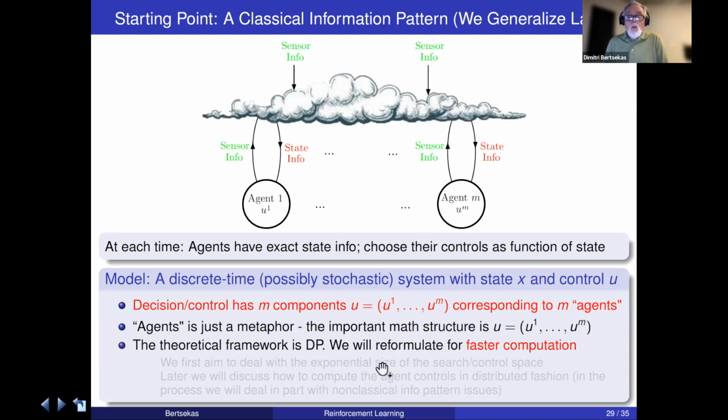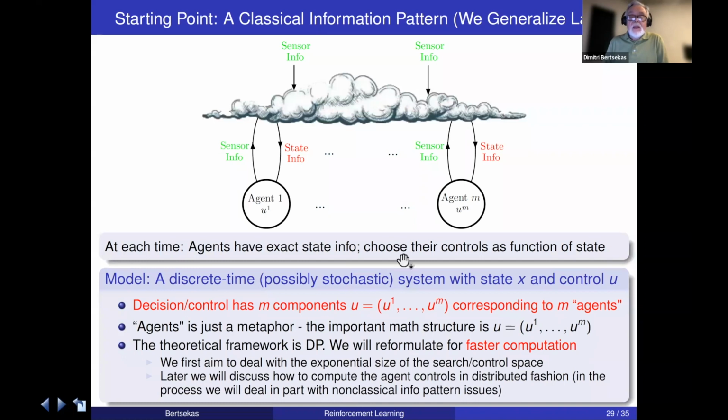And what we're going to do is reformulate this problem for faster computation to address this challenge of the exponential size of the search and control space. And later, we're going to discuss the case where we don't have a classical information pattern, but still we compute these controls in a distributed fashion, and perhaps we try to guess what other agents are doing, and things like that. This will come much later, but let me give you an idea of how we deal with the large control space size by using reformulation.